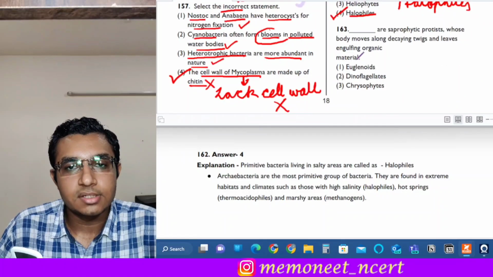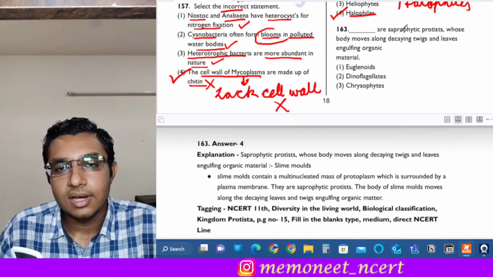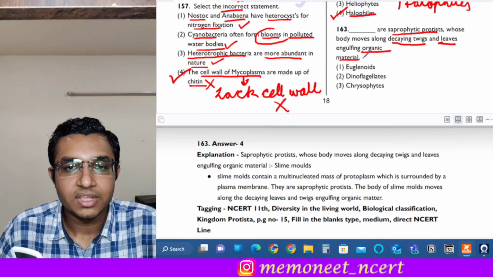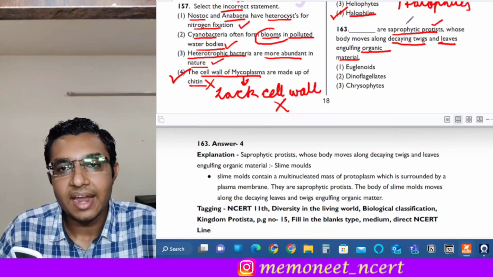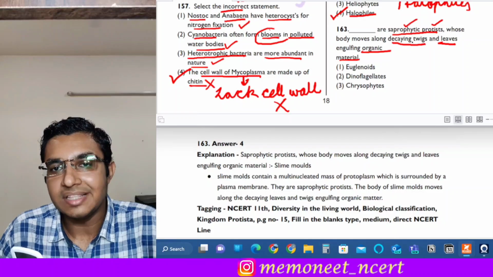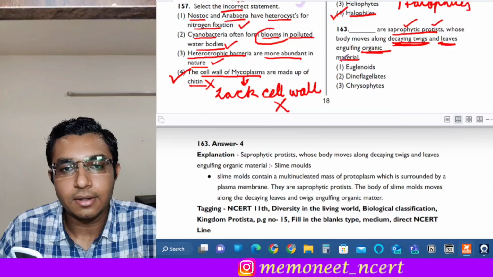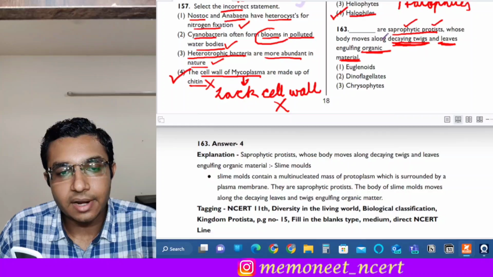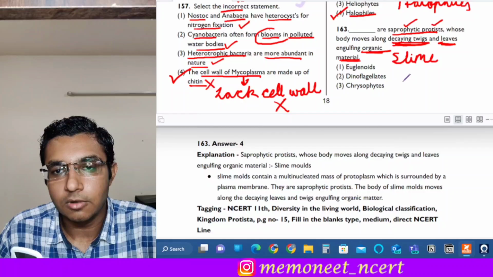The next question is question number 163, and it states that dash are the saprophytic protists whose body moves along with the decaying twigs and leaves, engulfing the organic material. So first of all, it is talking about a member belonging to kingdom Protista. It is a saprophytic protist, meaning it feeds on decaying twigs and leaves, and it engulfs the organic material. So which organism is it talking about? Yes, absolutely correct. It is talking about the slime molds.